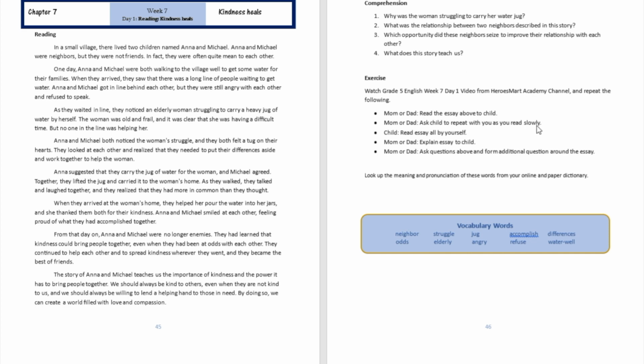All right, question number 2. What was the relationship between two neighbors described in this story? Well, you're going to see right from paragraph number 1 and number 2 that Anna and Michael, they didn't have a good relationship. They were neighbors, but they were not friends. In fact, they were quite mean to each other. They wouldn't talk to each other. So the relationship was kind of sour.